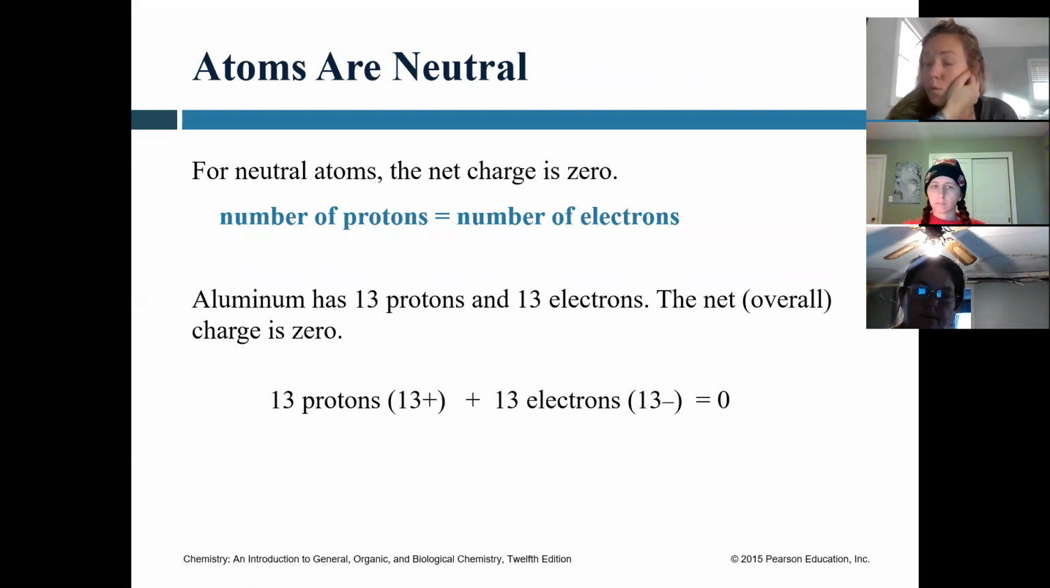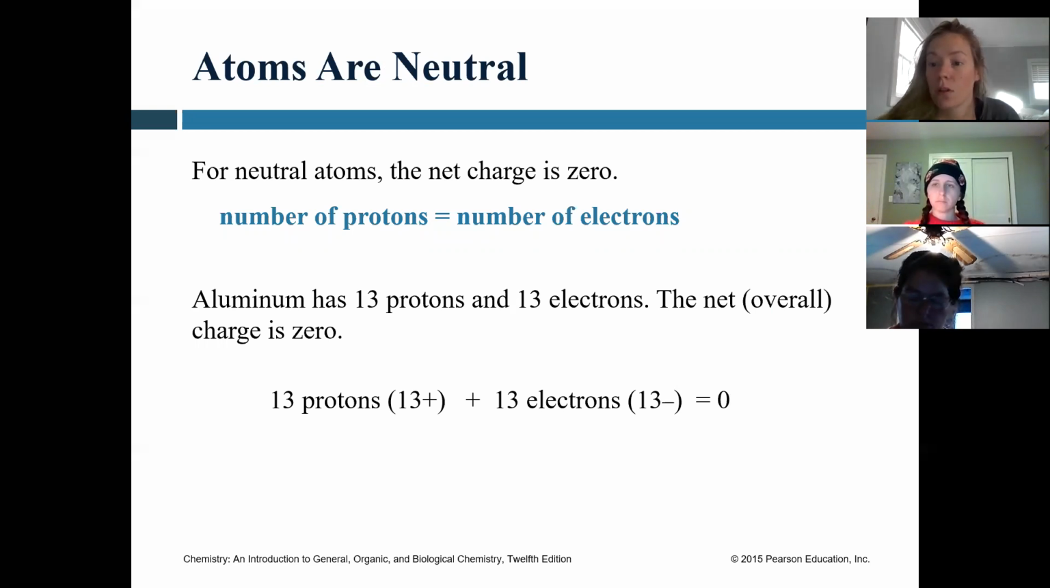So it's really easy to find the number of protons. If I say, hey, we're looking at aluminum, how many protons does it have? It's real easy. You just look down at the periodic chart, you see aluminum is number 13, so it's got 13 protons.